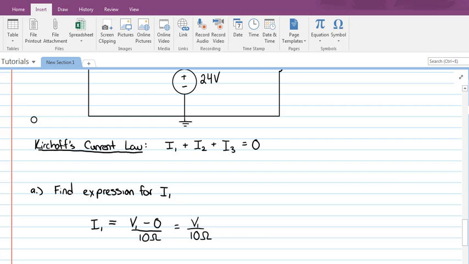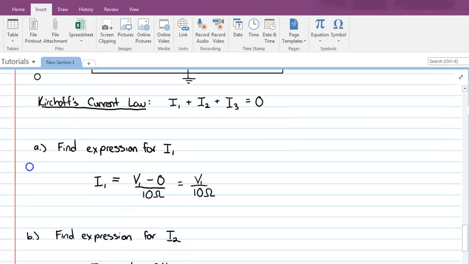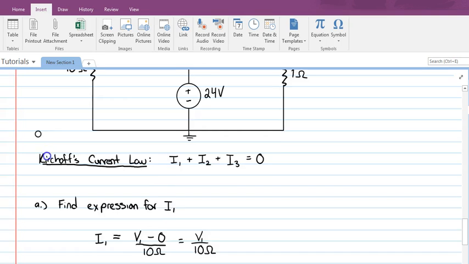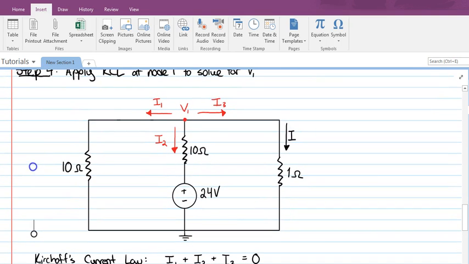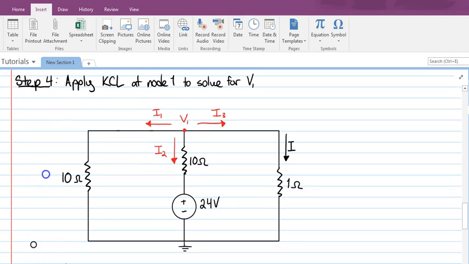I1 is going to be equal to V1 minus 0 divided by 10 ohms, or equal to V1 over 10 ohms. Now let's find an expression for I2. Let's look at the circuit again. I2 is the current flowing from top to bottom of the 10 ohm resistor in the middle branch of the circuit. So I2 is going to be equal to the voltage at the top of that 10 ohm resistor minus the voltage at the bottom of that 10 ohm resistor, all divided by that 10 ohm resistance.